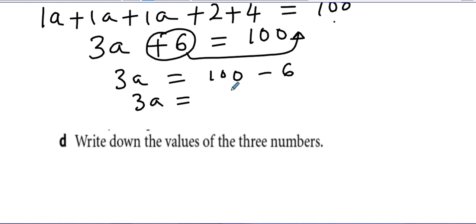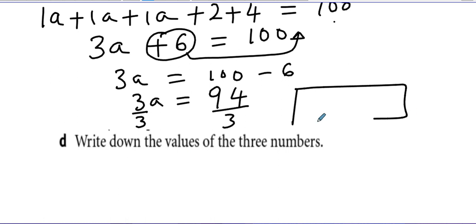This will be equal to 94. So to find the value of a, divide by 3 on both sides. And this will imply that a equals 94 divided by 3.